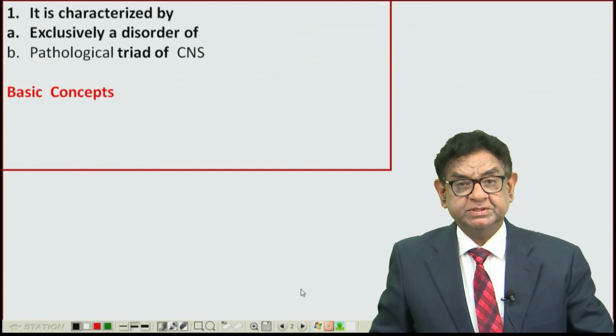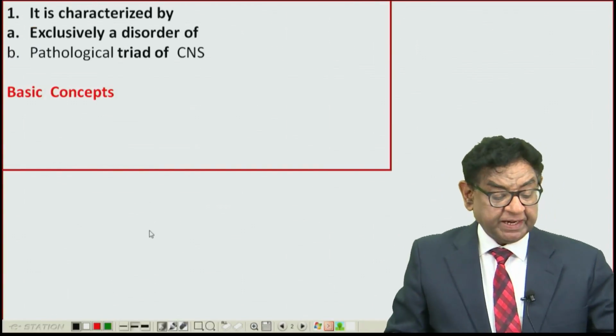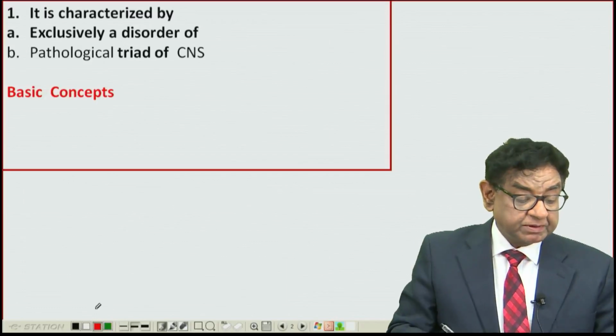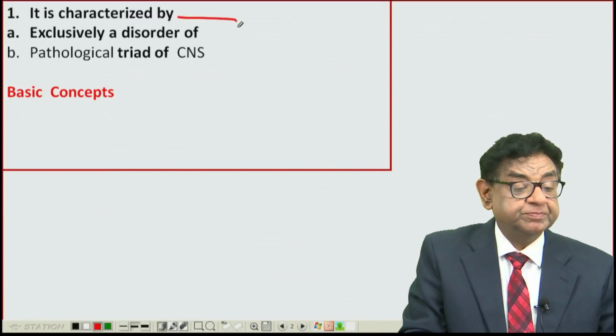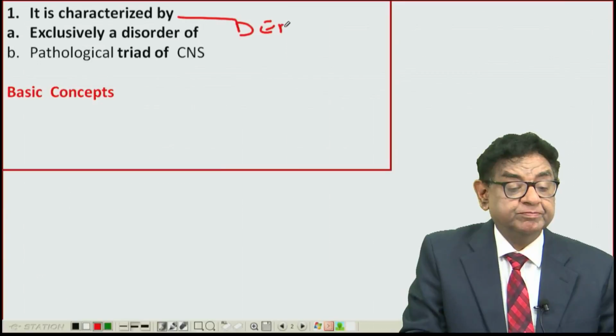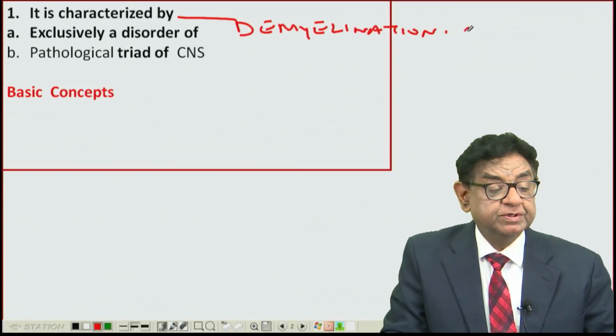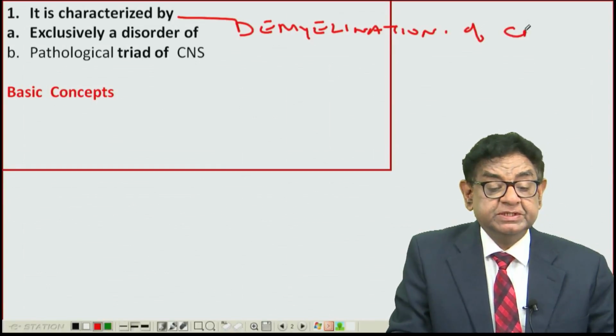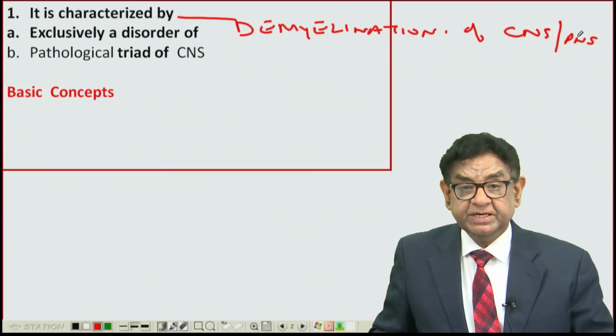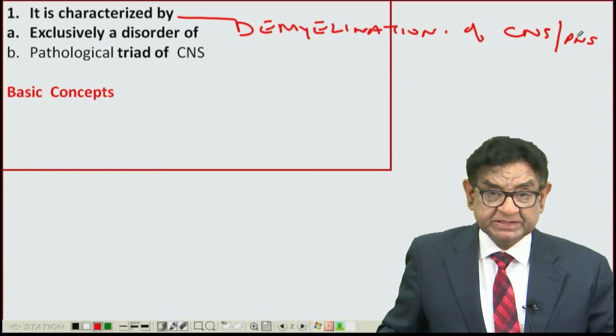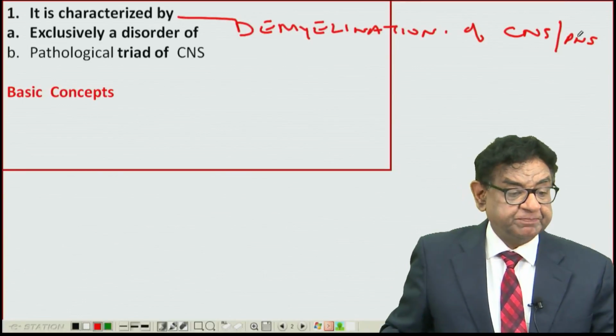Multiple sclerosis. It is characterized by demyelination of both CNS and PNS. That is, it will lead to demyelination both in the central as well as the peripheral nervous system.